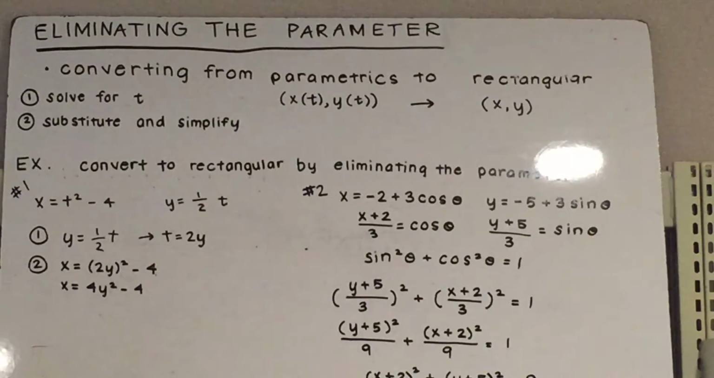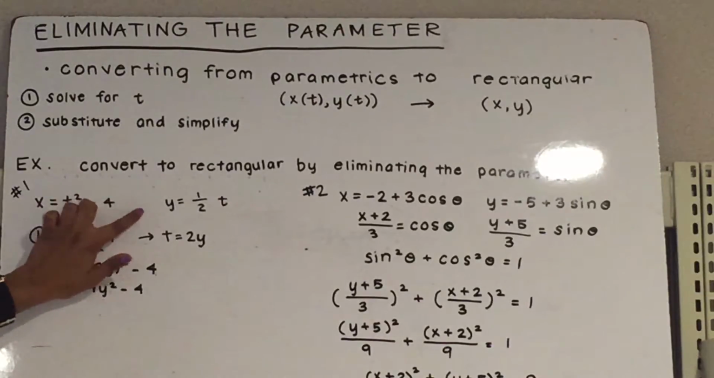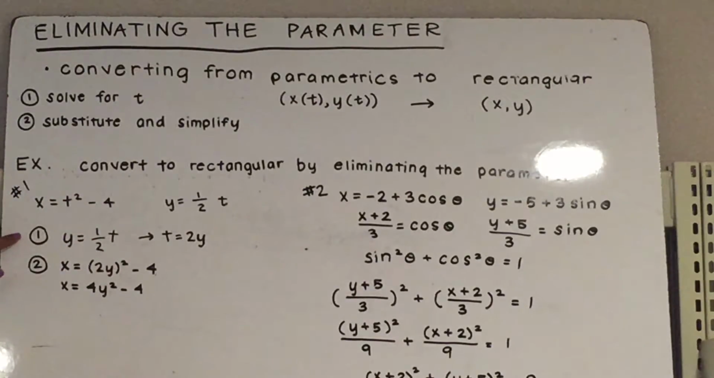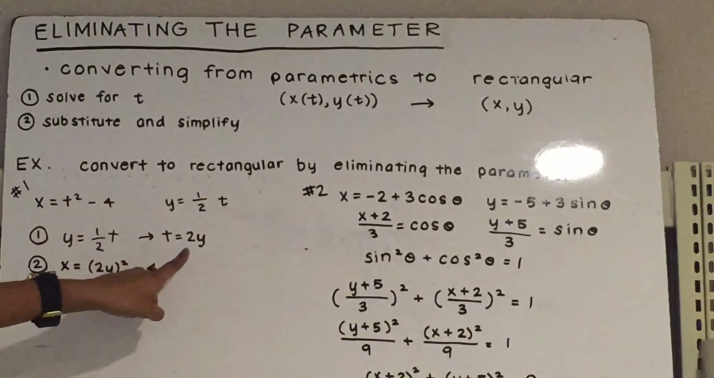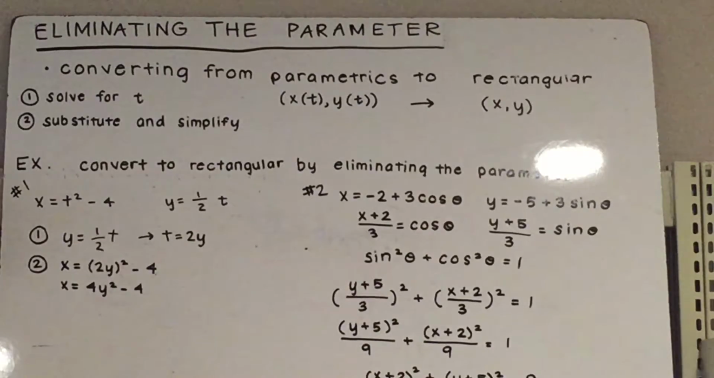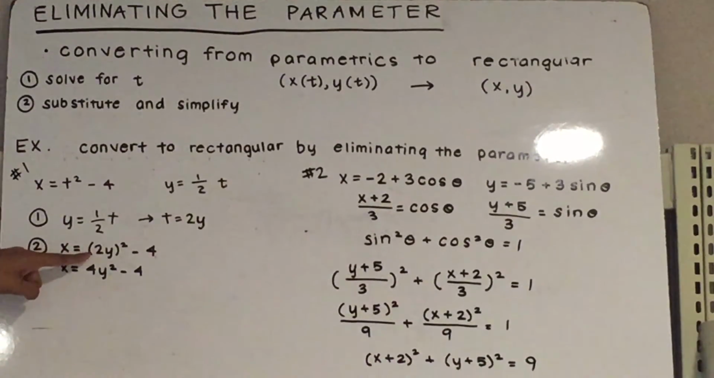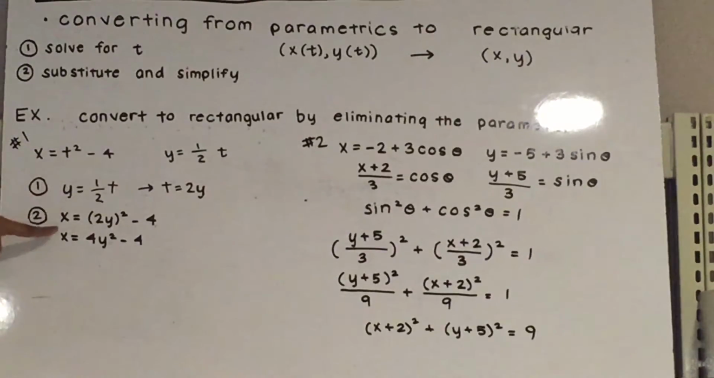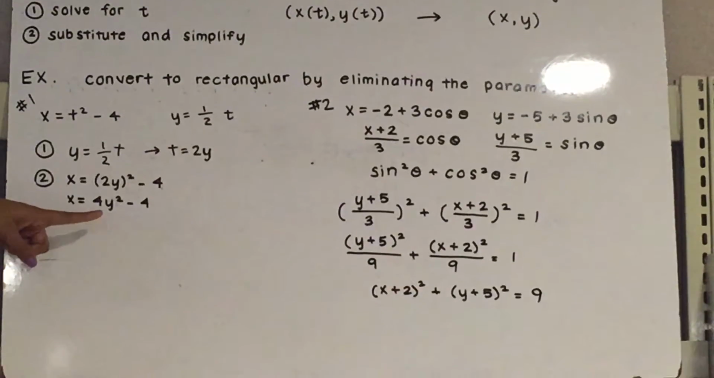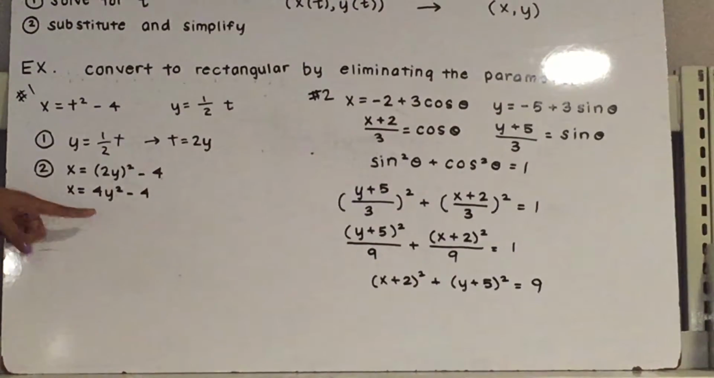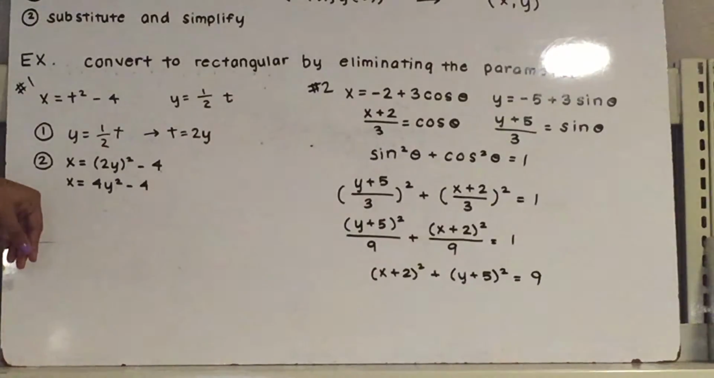The first one, I've given you two equations, x equals t squared minus 4 and y equals 1/2 t. The first step you want to do is solve for t, and I chose to solve for t in the y equation. So I went from y equals 1/2 t, I multiplied both sides by 2, and I isolated t and got t equals 2y. The second thing is you want to substitute and simplify. So I plugged in t right here because these two mean the same thing. So it's x equals 2y squared minus 4, and if you simplify, that comes out to x equals 4y squared minus 4, and that would be a parabola opening sideways.